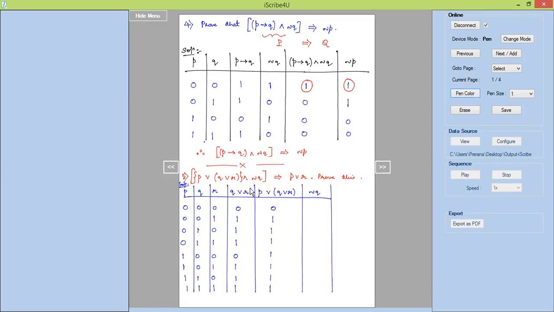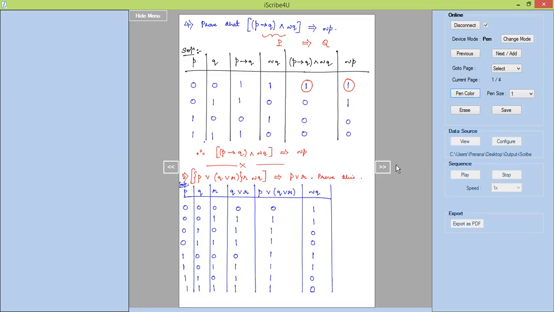Next we take negation Q. Negation Q gives us 1, 1, 0, 0. Again 1, 1, 0, 0. Right? Now what else is left over for us to write down? I have to write down this left hand part of it, that is P or Q or R and negation Q. And between these two, I have to represent, and I have to write down P or R.